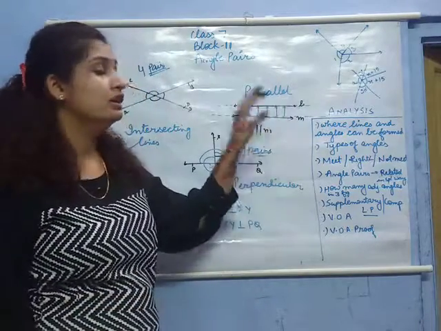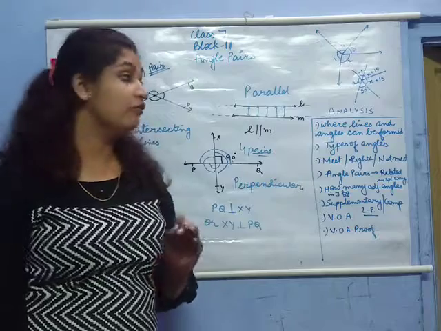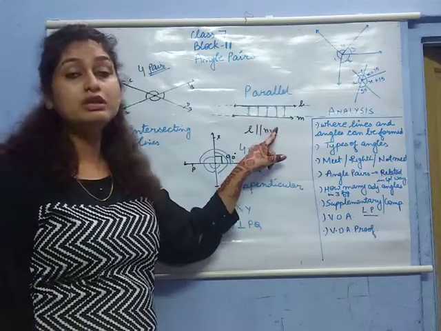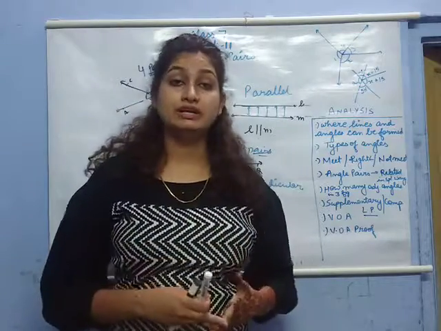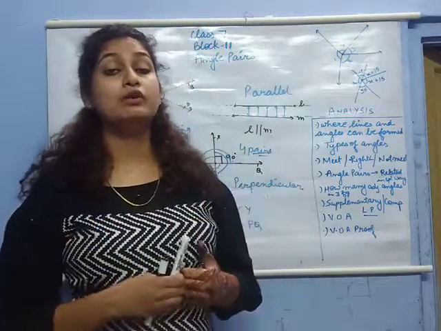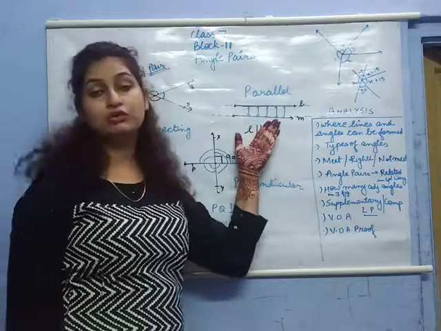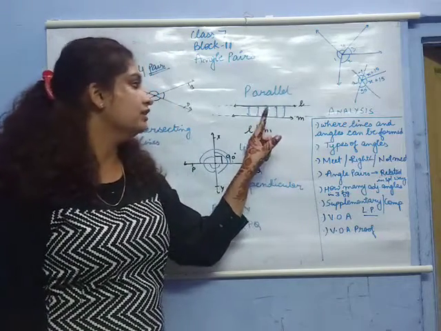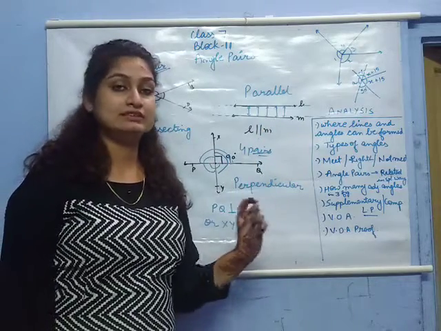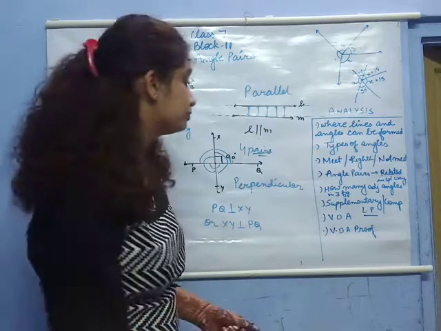There is not a single pair of adjacent angles. Why? Because they are never going to meet. To be adjacent angles, they should meet at a common vertex and have one arm in common, and these parallel lines are never going to intersect each other. That's why they don't have a single pair of adjacent angles. Is that clear to you?